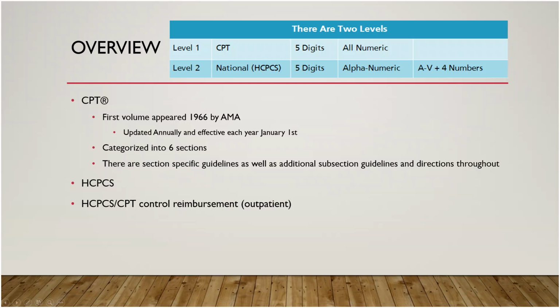CPT has 6 sections: E&M, anesthesia, surgery, radiology, path and lab, and the medicine section. Now you also have multiple appendices and illustrations, depending on the publisher and the extra information you get within the book. So CPT is the terminology used to describe the particular procedures and services performed and provided by healthcare professionals.